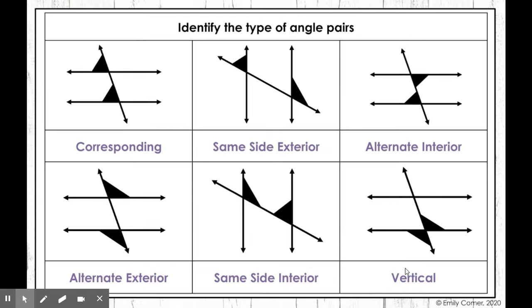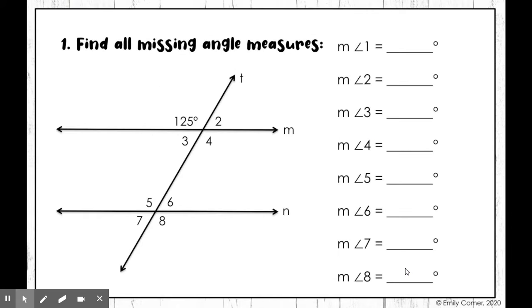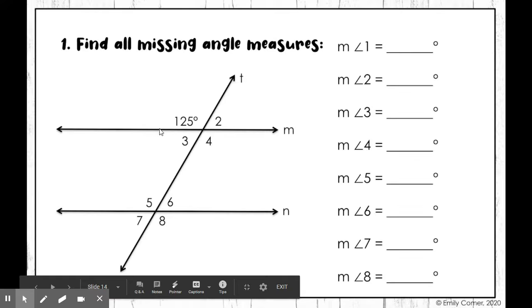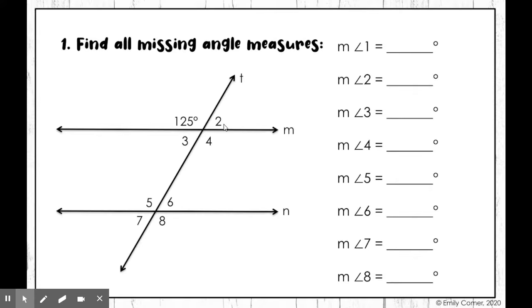Okay, so now let's actually do some math with angles. If I give you this one, this is angle 1. If angle 1 is 125 degrees, you should be able to figure out all the missing parts using those relationships between vertical angles, corresponding angles, etc. So take a minute to pause and figure out all the missing parts. Okay, let's take a look at the answers. Check your answers to see if you're right.